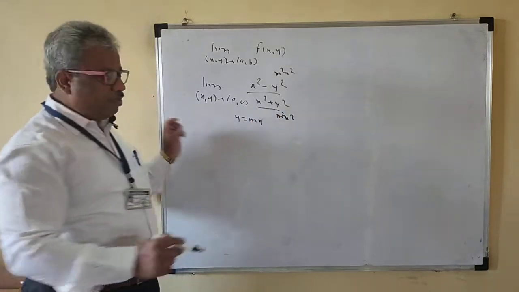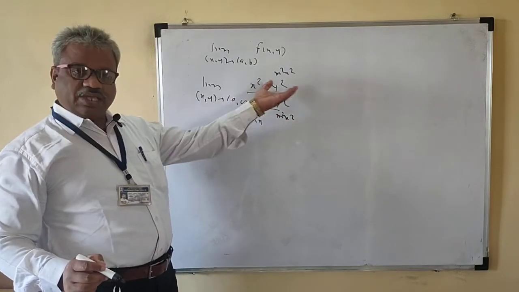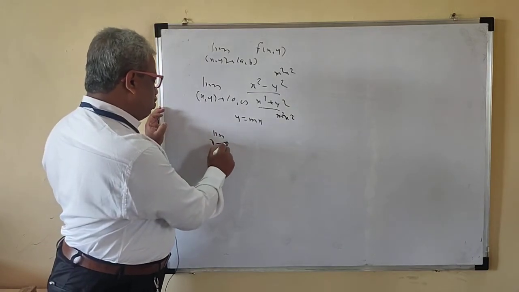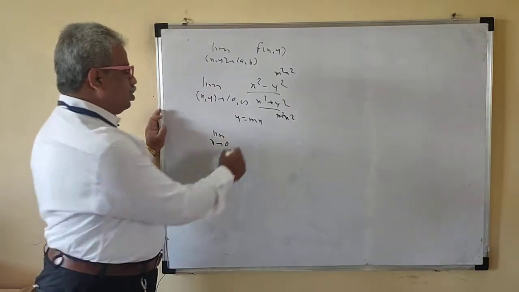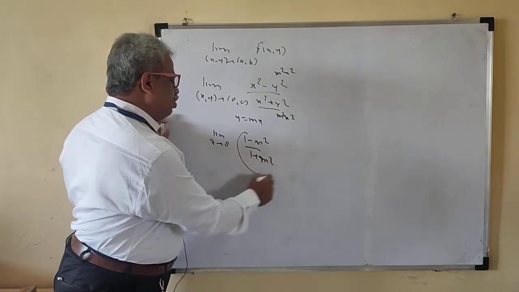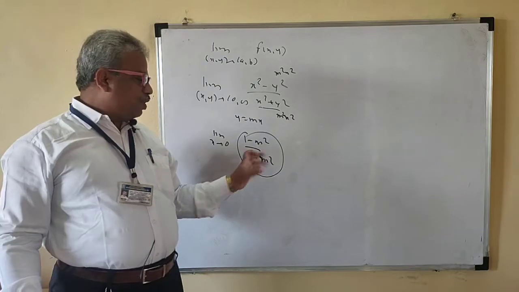m square x square, okay, y is equal to mx. So now here x square gets cancelled. So only y is equal to mx means we have to take only the limit as x tends to 0. So this will be 1 minus m square upon 1 plus m square. And the value of this will be 1 minus m square upon 1 plus m square.